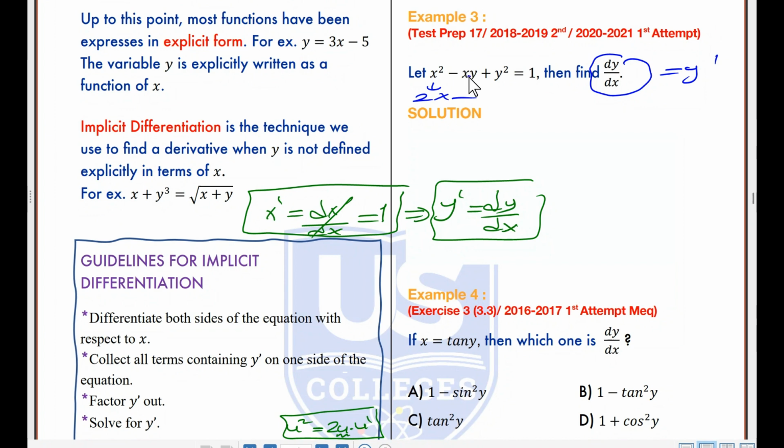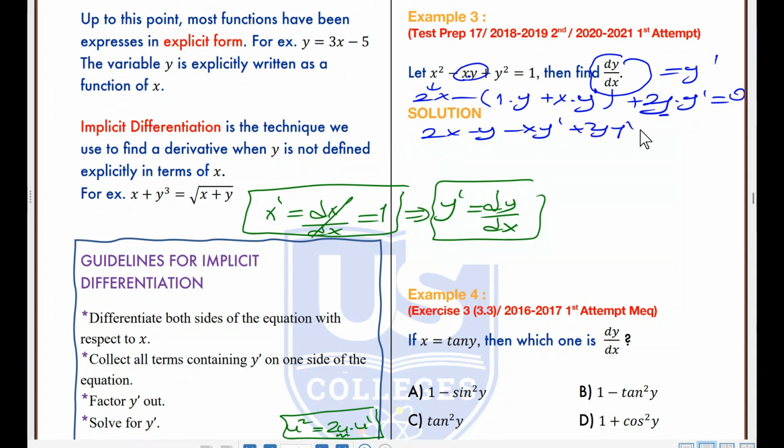We have multiplication here. We have the product rule. Apply the differentiation product rule. Derivative of first, derivative of x, 1 times second, y, plus first, which is x, times derivative of second. Derivative of y is not 1, it's y prime, plus derivative of y squared. Apply the chain power rule to y times derivative of y, y prime, equals derivative of 1 is 0. Now, let's distribute this minus to the bracket. So x minus y minus xy prime plus 2y y prime equals 0.